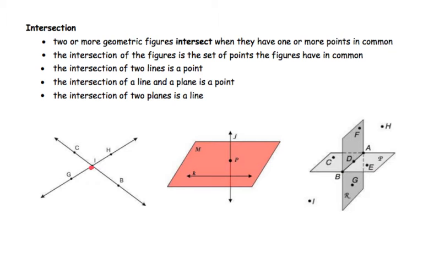The intersection of a line and a plane. In this second situation, we have a line J and plane M. When they intersect, notice they also intersect at exactly one point, point P. And then the more unique intersection that we'll come across is when two planes intersect. When two planes intersect each other, they don't intersect at a point. They intersect at a line, or in this case, a line segment.